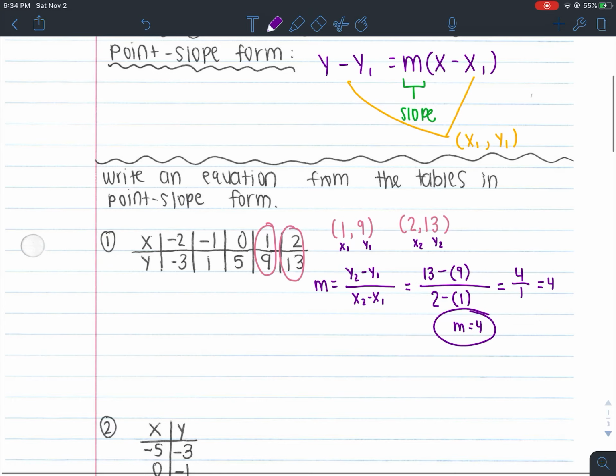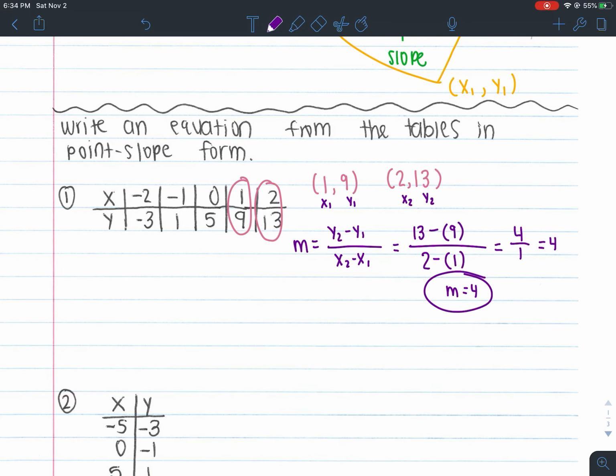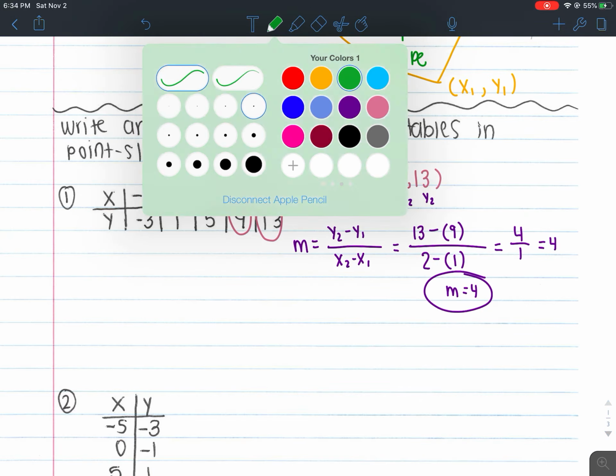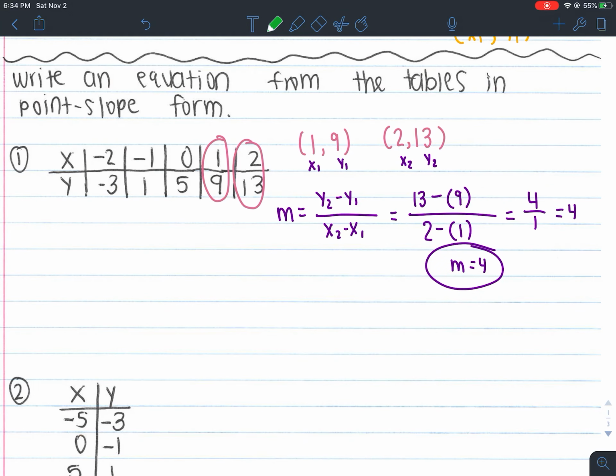Is that the answer to my question? No. So when I answer a question, I always like to box the answer. So if it's not my answer, I always put a circle around it to remind me that, hey, I'm not done yet. So that is not what they wanted us to find. They wanted us to write an equation in point-slope form. So I'm going to need to pick a point and use my slope.